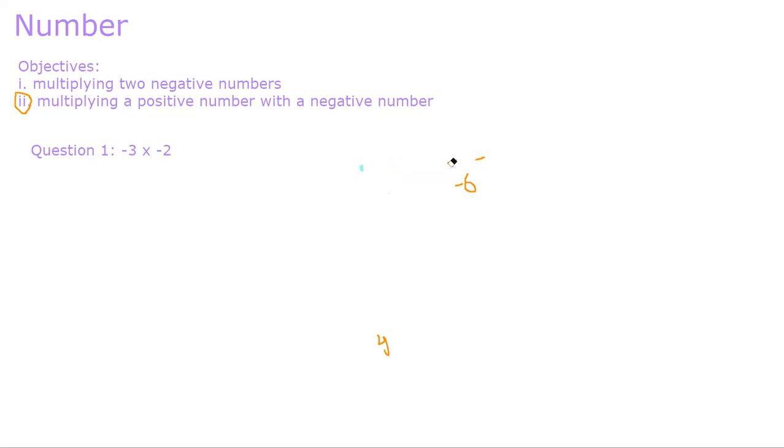Let's solve another example. First, let's solve this example. So in this case, when both numbers are negative numbers, like this is minus 3 and this is minus 2, we can use the same technique. Ignore the negative signs for the first step, multiply these two numbers. 3 multiplied by 2 would be equal to 6. So there are two negative signs, right? Two negative signs.